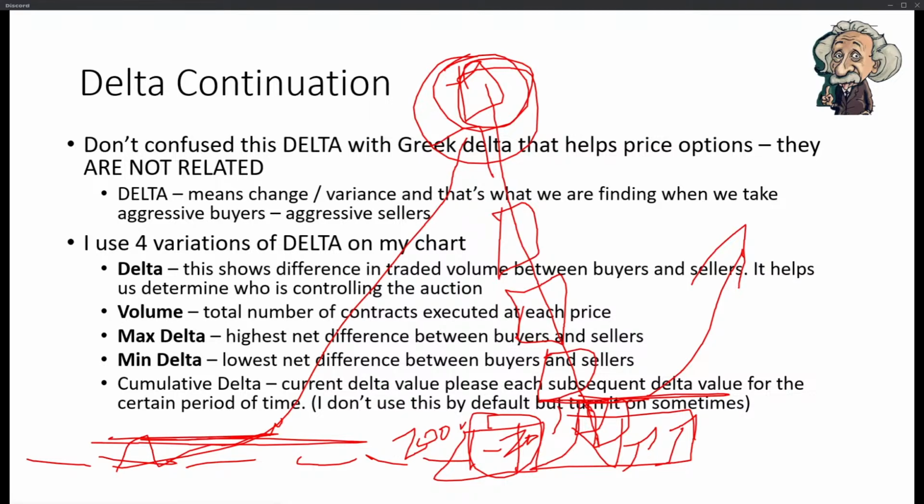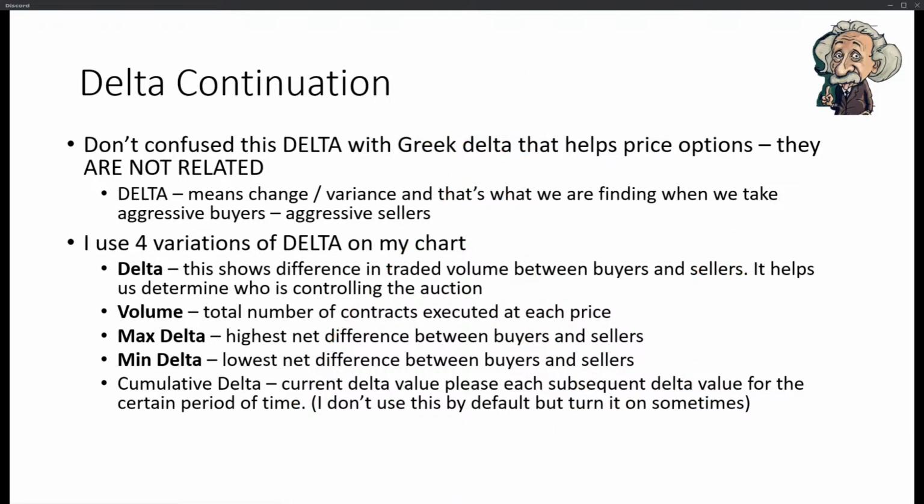Okay. Any questions so far? Is anyone confused on delta? So for delta, how do we read it? Is it on a vertical level or is it diagonal?